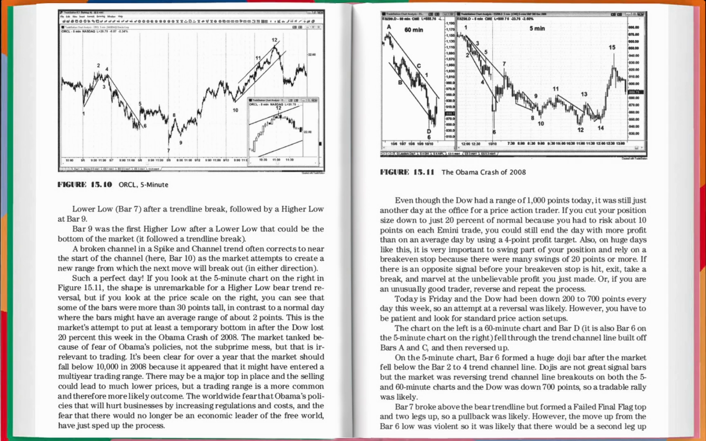The market tanked because of fear of Obama's policies, not the subprime mess, but that is irrelevant to trading. It's been clear for over a year that the market should fall below 10,000 in 2008 because it appeared that it might have entered a trading range. There may be a major top in place, and the selling could lead to much lower prices, but a trading range is a more common and therefore more likely outcome.